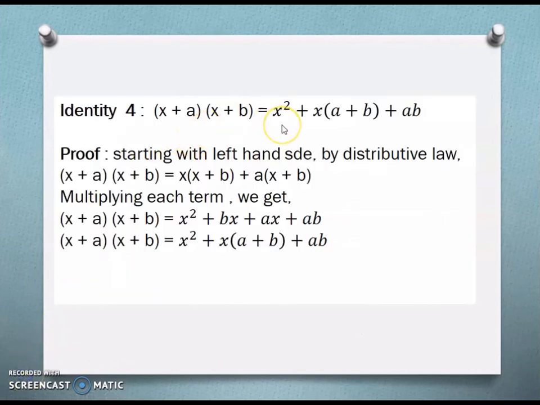The fourth identity is x plus a into x plus b. This is equal to x square plus x into a plus b plus ab. So again, when you do term-wise multiplication, you will get x square plus bx plus ax plus ab. Now bx plus ax, you can take x common from these two terms. So if you take x outside the bracket, within the bracket you will get a plus b. So this gives you the fourth identity.